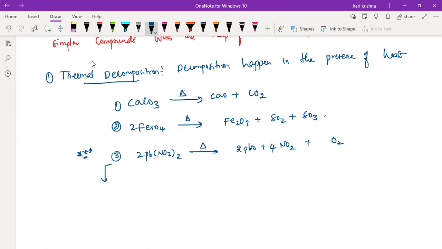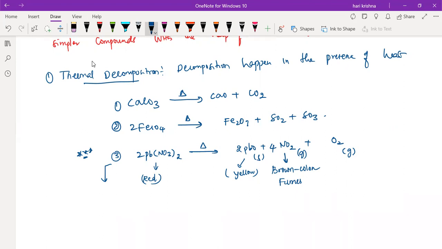Good. So what is the gas name of the brown color fumes? Nitrogen dioxide. It is in the gaseous state. Now, what is the lead oxide color? Yellow. Good. What is the lead nitrate color? White color.